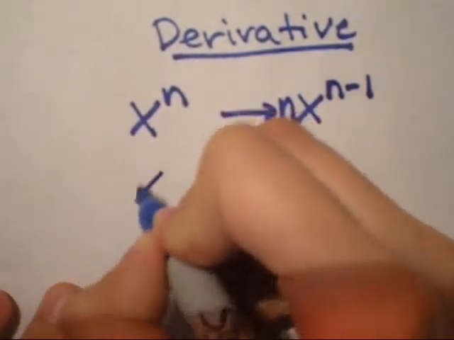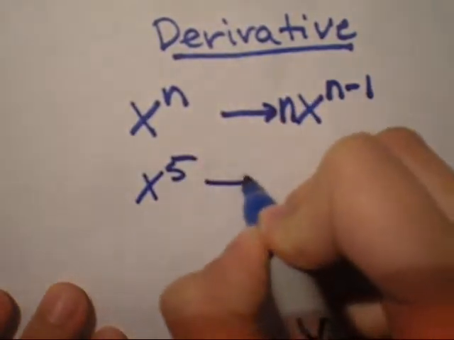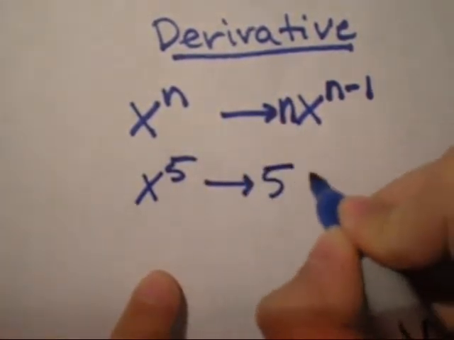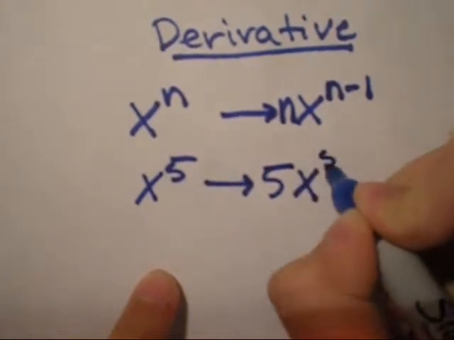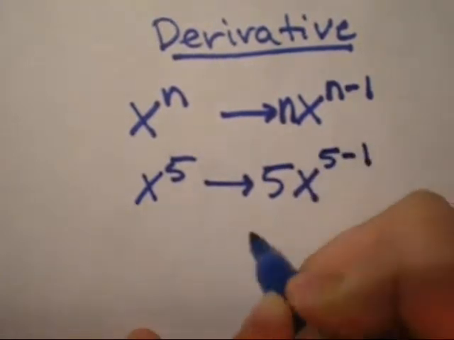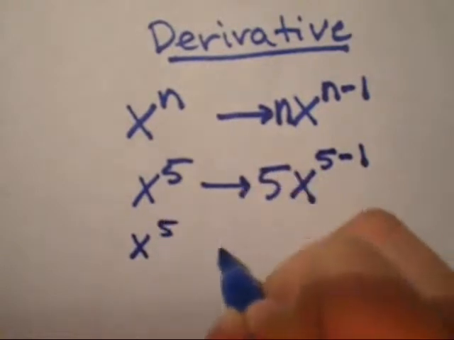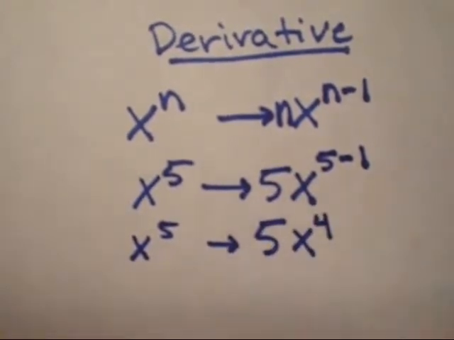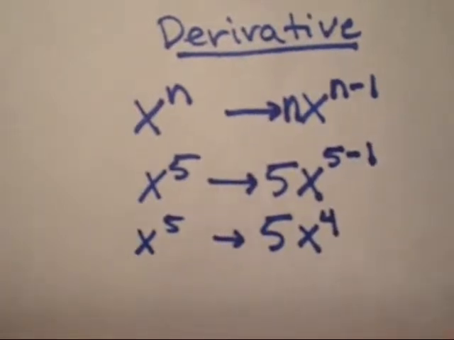So let's say we have x to the 5th. What would happen in that case is we would bring the 5 out to the front, our x would stay the same, and it would be 5 minus 1. So our derivative for x to the 5th would be 5x to the 4th. So that's not that complicated, right?